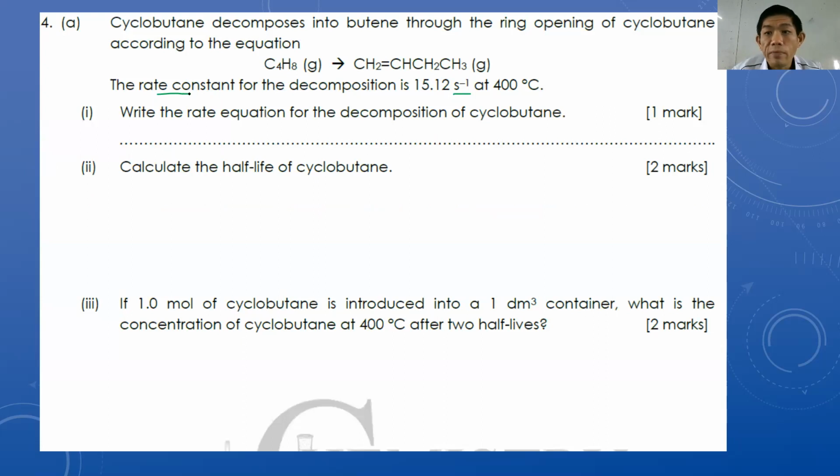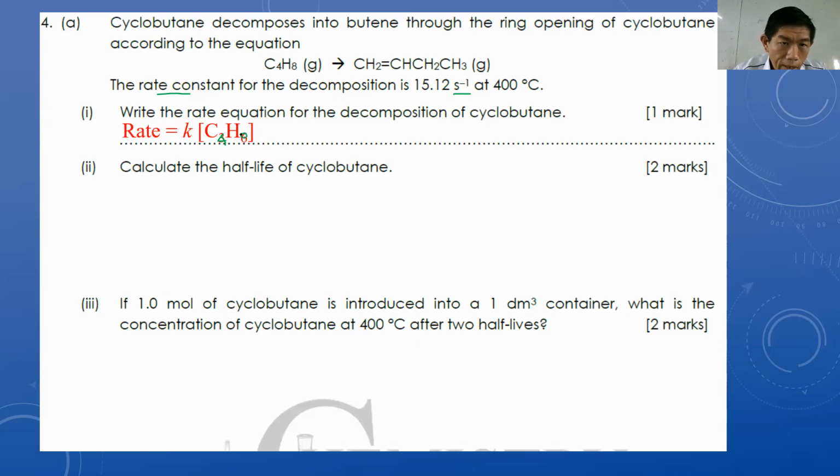So what can this information give you? This information tells you that the order of reaction with respect to C4H8 is first order. Therefore, when you write the rate equation for the decomposition, you have to write rate equals k [C4H8]. Sorry, I made a typing error. It is supposed to be [C4H8].